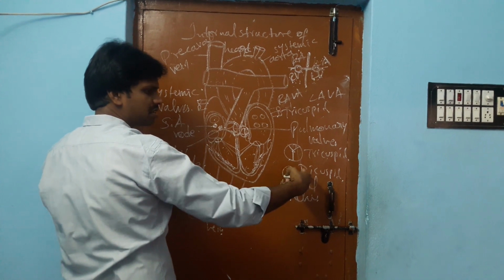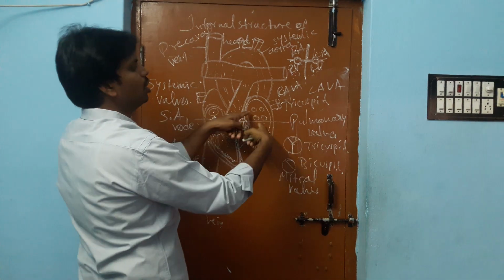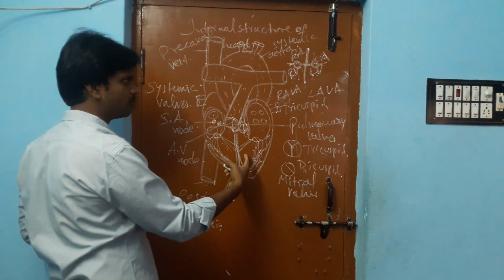Again, in the lungs, what happens? The deoxygenated blood converts into oxygenated blood. That oxygenated blood is brought by the pulmonary veins into the left auricle. The left auricle then opens into the left ventricle.